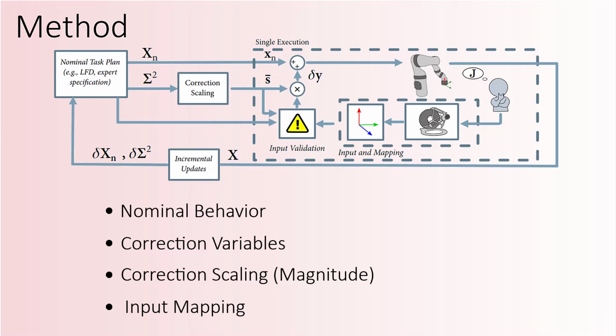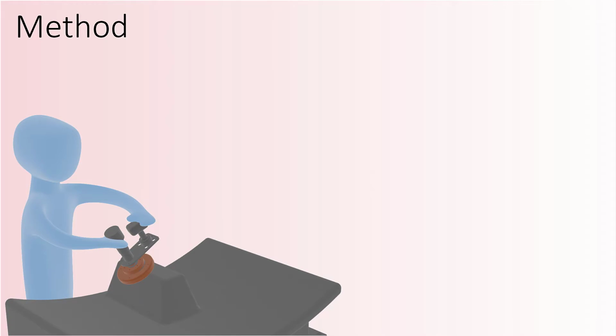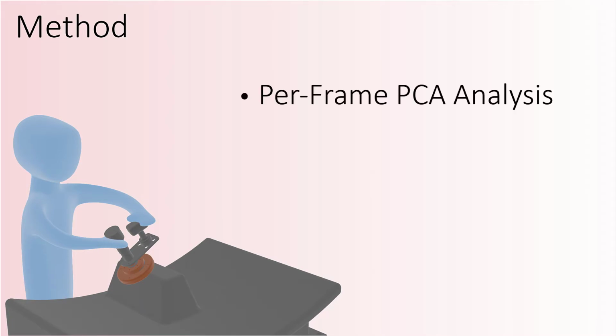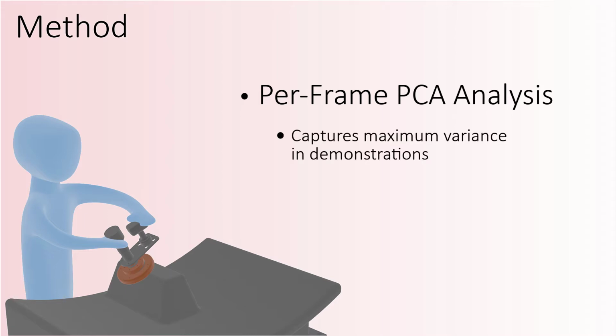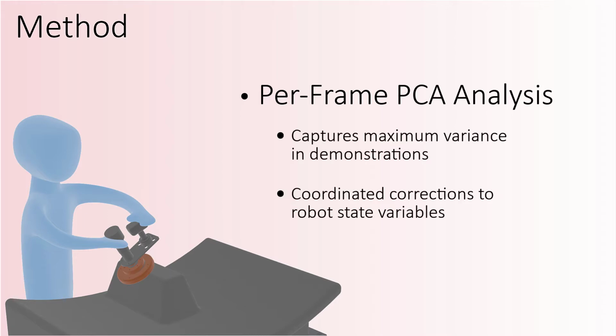Our premise is that learning from demonstration is a logical way to infer these task parameters. Our method extracts admissible corrections using a per-frame PCA analysis of the demonstration data. Using this variance information, we are able to determine the most likely corrections, including coordinations of variables, at every time sample in the task.